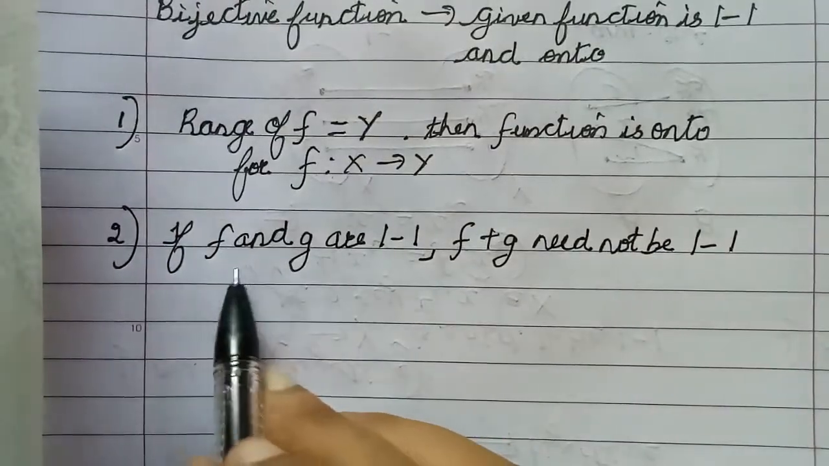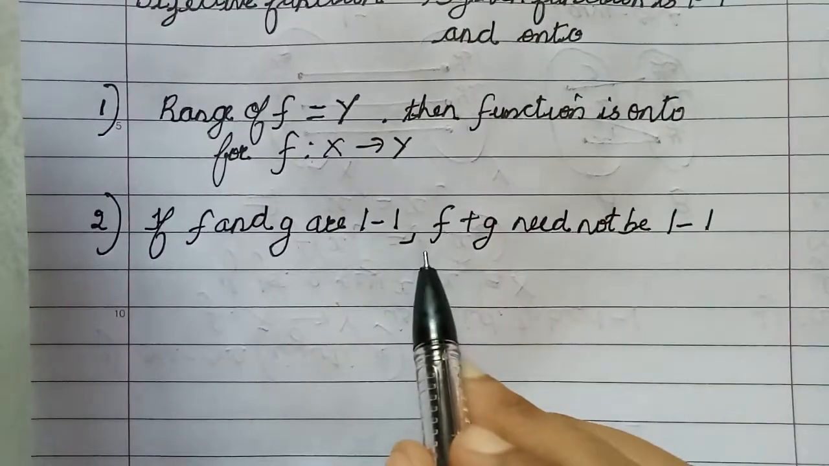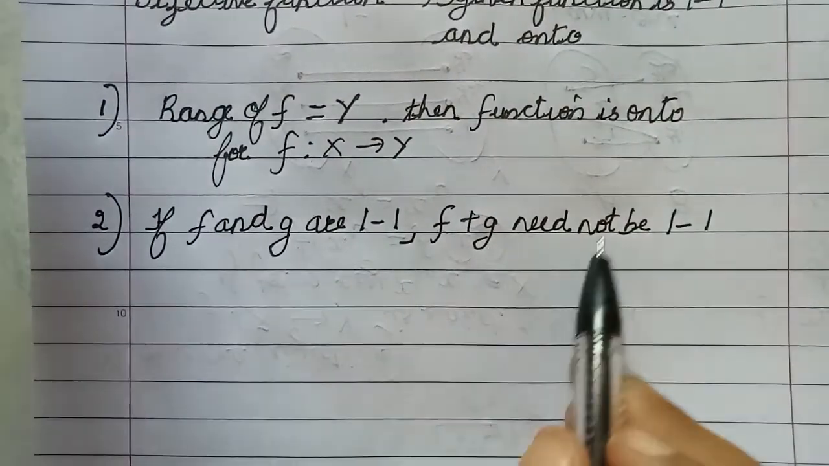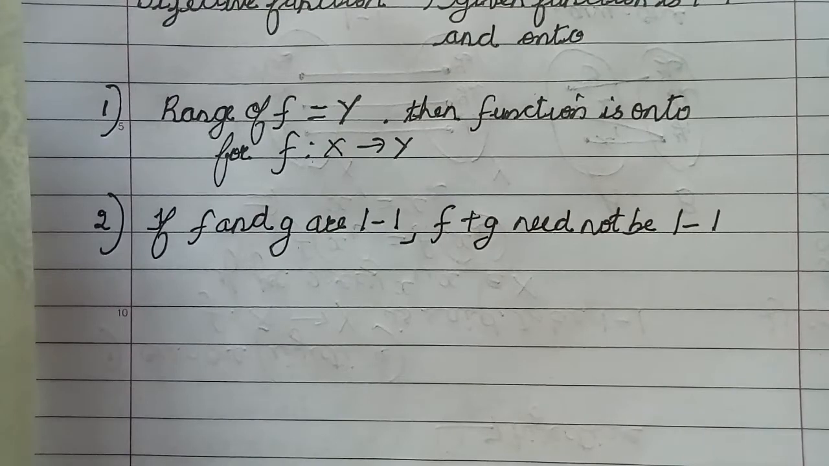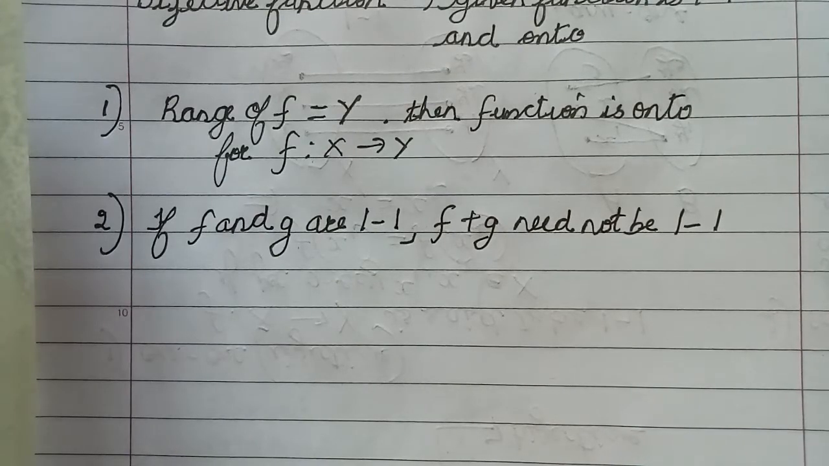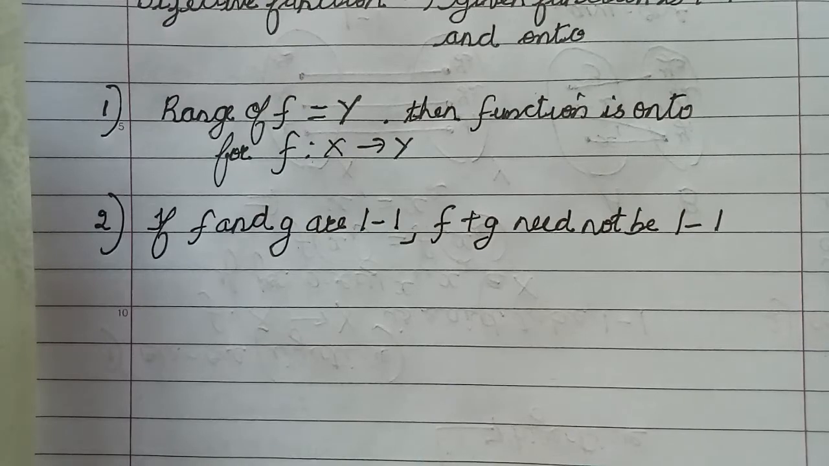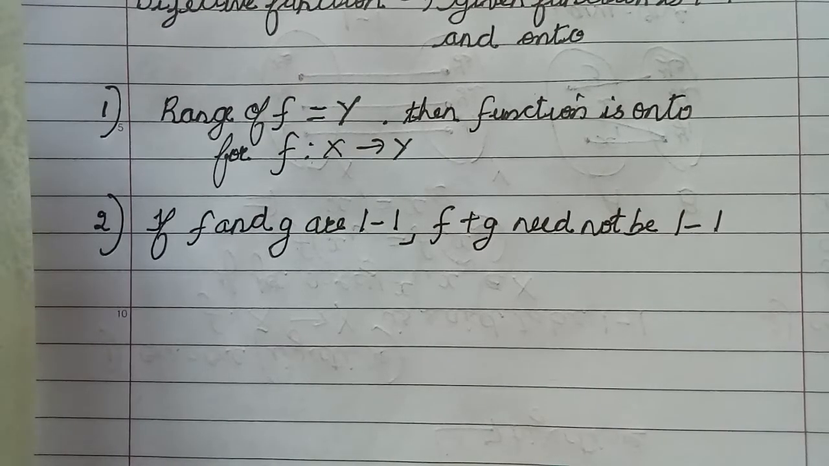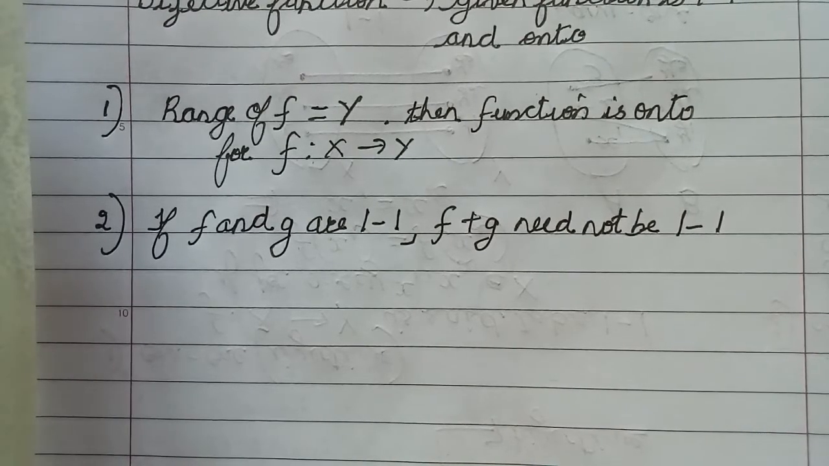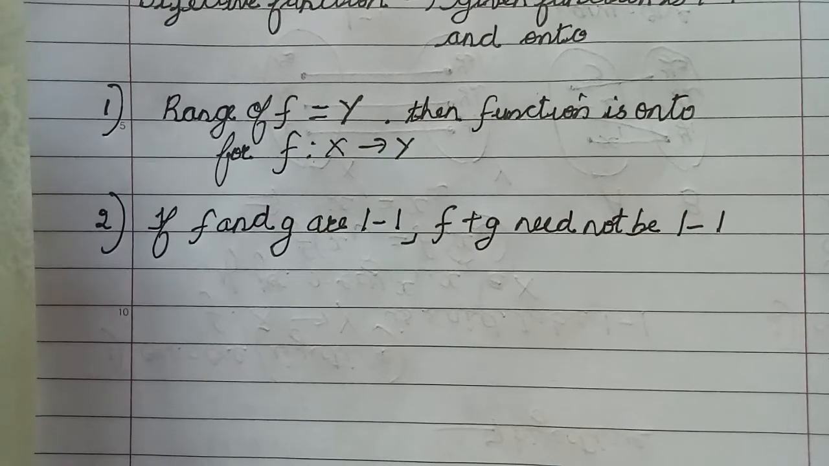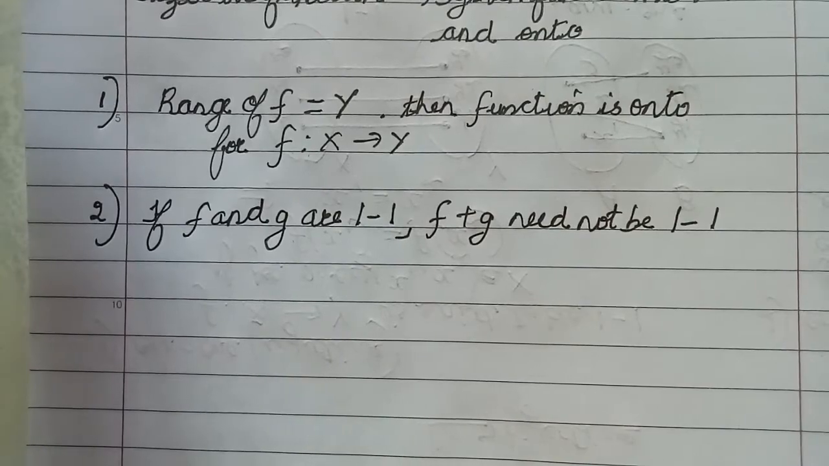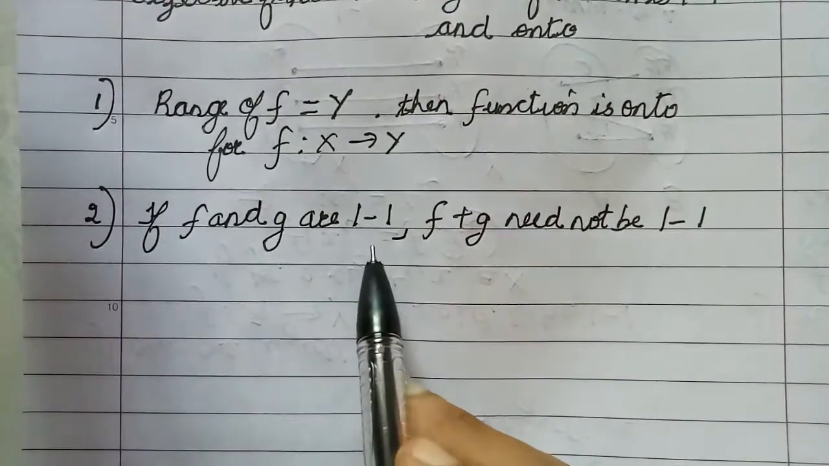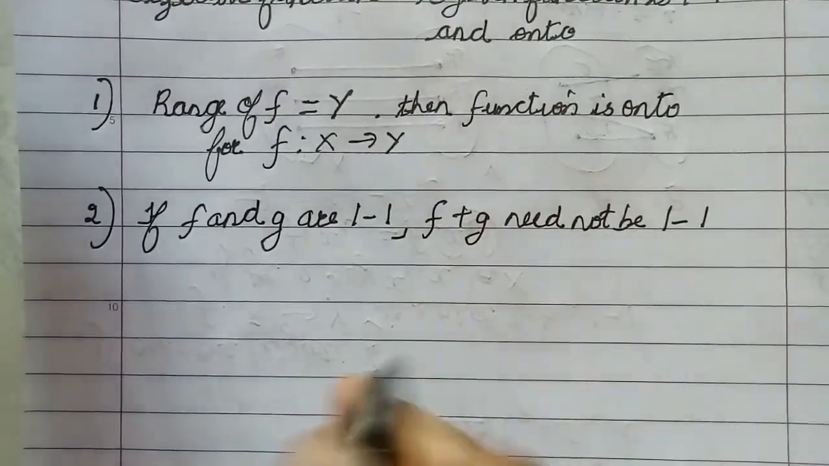If I have two functions f and g that are one-one, you cannot say anything about f plus g. For example, if I take f(x) as sin x and g(x) as cos x, you can very well see that if you add sin x and cos x, the resultant function is not going to be one-one. You can never guarantee that if f and g are one-one, then f plus g will be one-one.